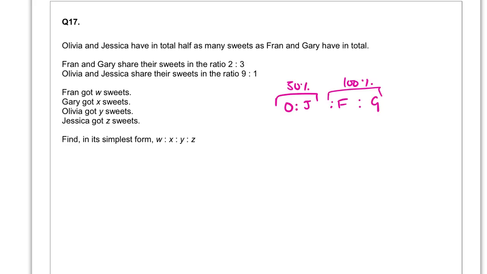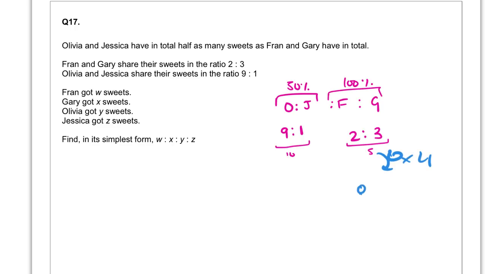Fran and Gary share their sweets in the ratio 2-3. So this is 2-3. Olivia and Jessica share their ratio in the sweets 9-1, yeah? Right, first things first. We need to find a common thing. There's no denominators. We're not doing fractions. Right, we know that this is 10, yeah? And this is 5. Now remember, if this is half of this, what should this be? 20. Yeah, so let's multiply all this by 4, because 5 times 4 is 20, yeah?